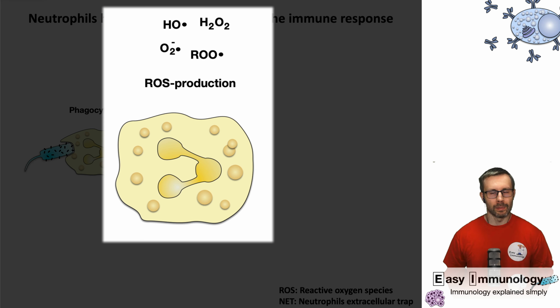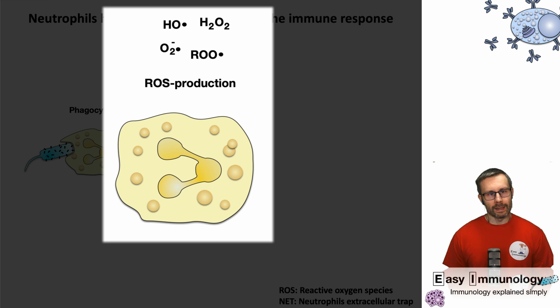So electrons are parts of the atoms in your body. And electrons always want to be in pairs. They never want to be alone. And these molecules are generated by the neutrophils, and they have single electrons. And this is what we call free radicals. They are very, very keen on finding a second electron again, and they just rip out electrons from the next molecule that they find, and thereby damage these molecules.